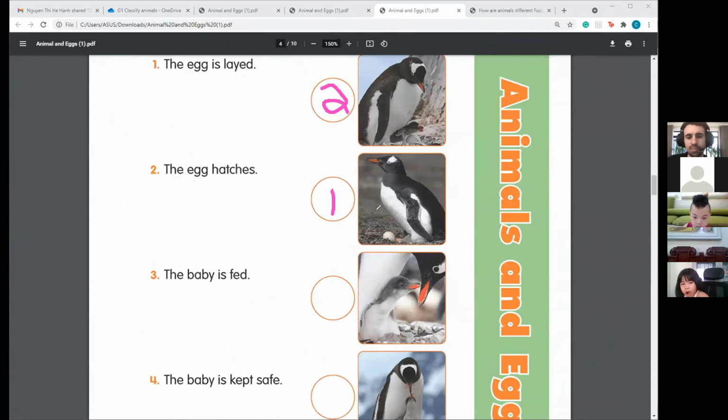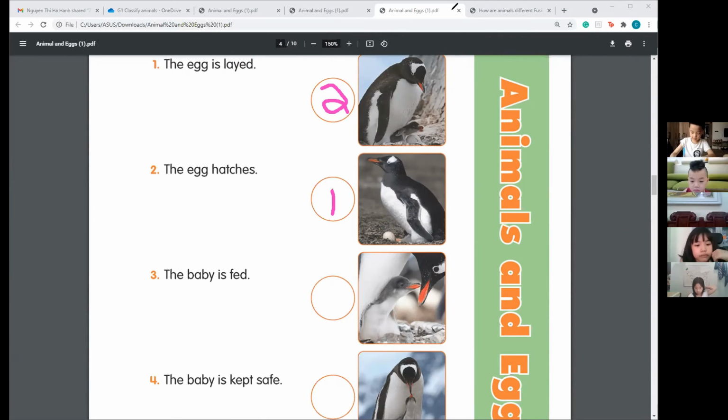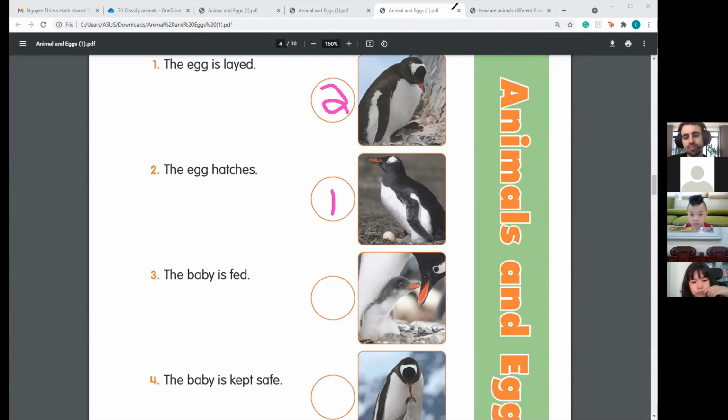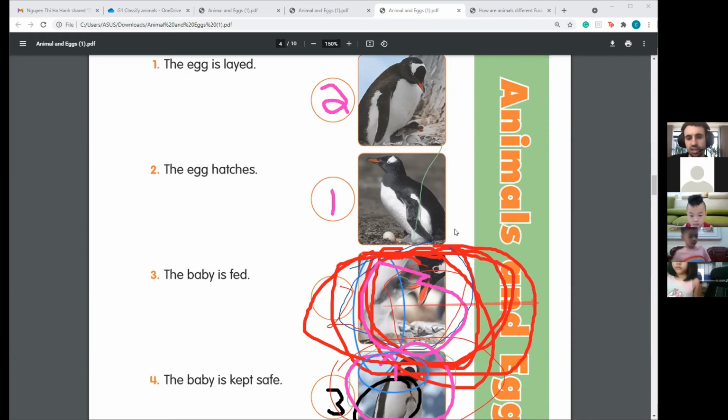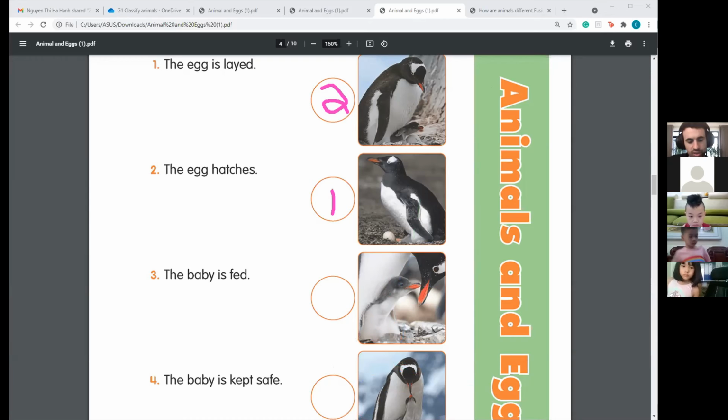Which picture shows the baby being fed? You guys can annotate, circle the picture. Which one is the baby being fed? In 3, 2, 1, go. Make sure just to draw one circle. Do not scribble on the screen. There's the baby is being fed, or the baby is being kept safe.